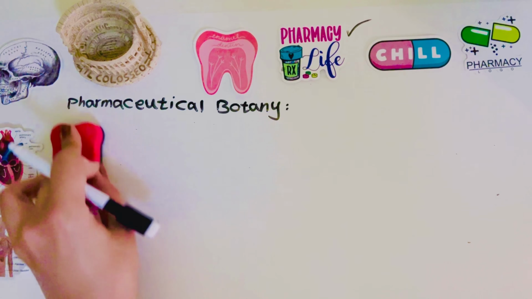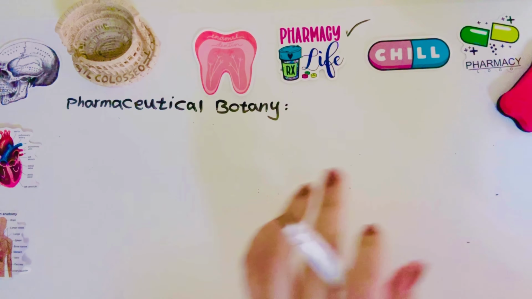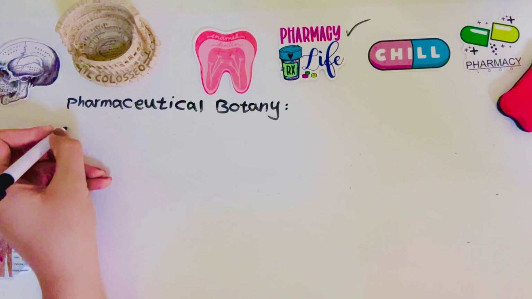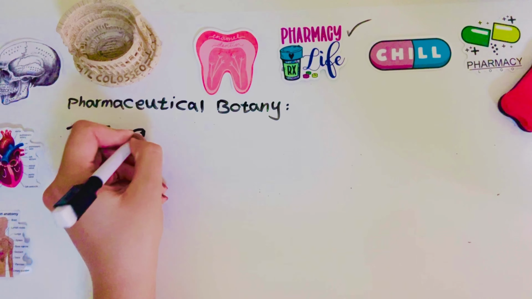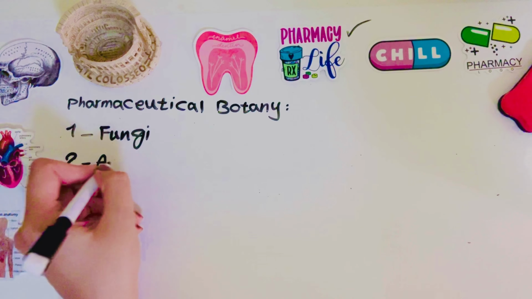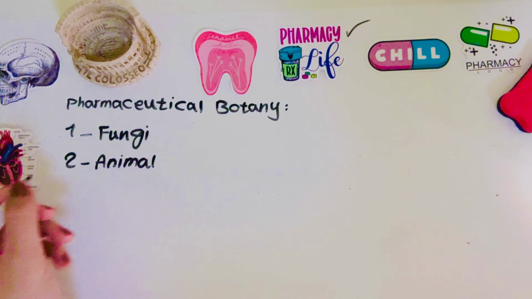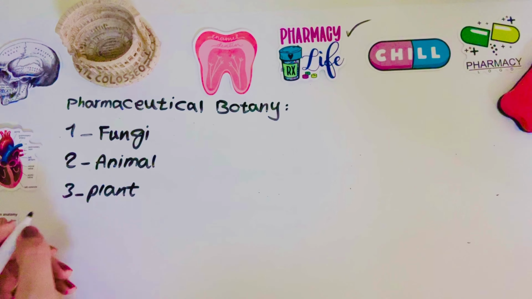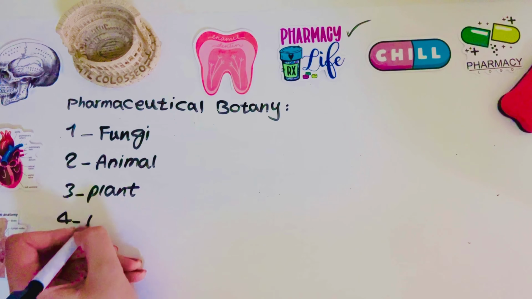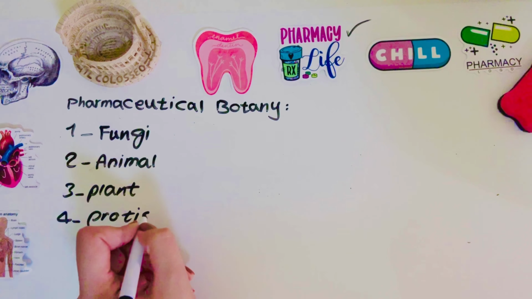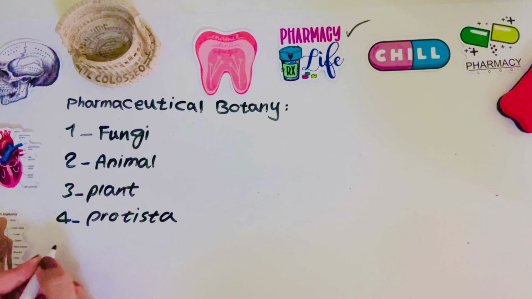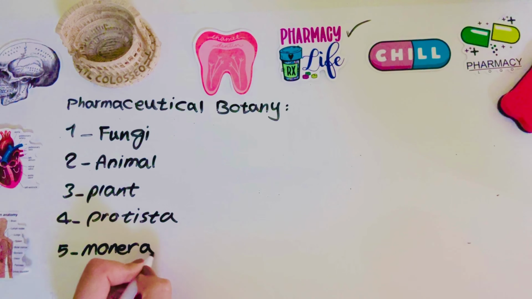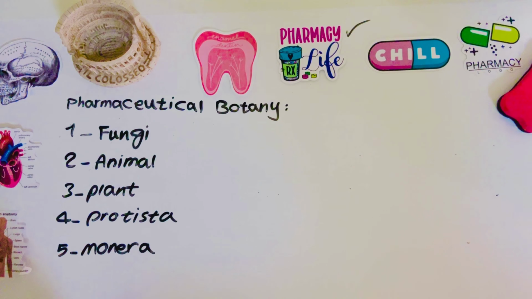Now I'm gonna write the 5 kingdoms that we have, the names of them. The first one is fungi, the second one is animals, the third one is plants, the fourth one is protista, and the fifth one is monera. Okay, so you should memorize the names of them.